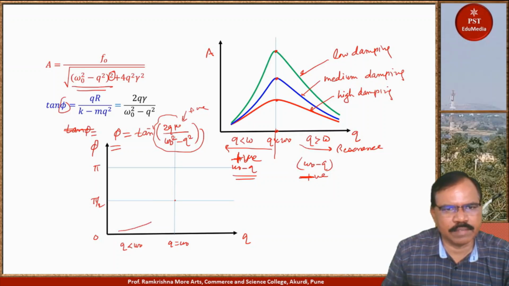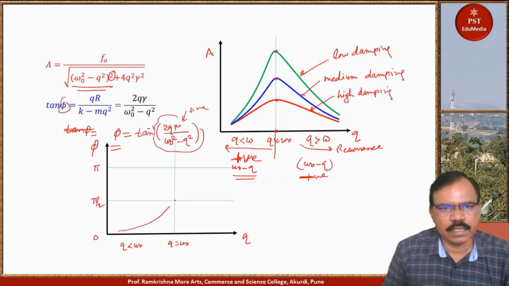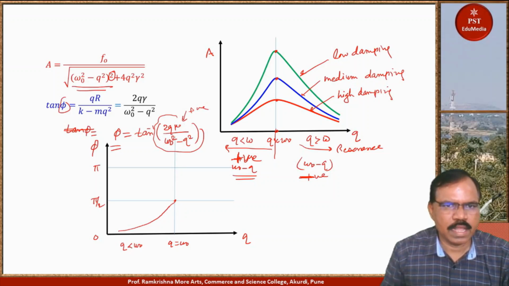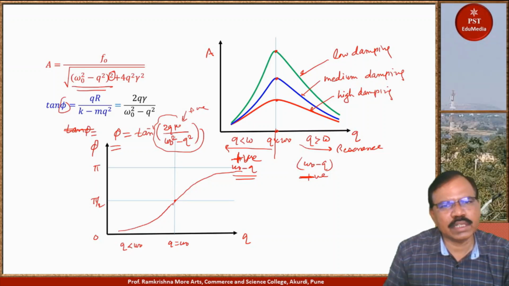Go on increasing frequency, phi will go on increasing. It will become pi by 2 when q is equal to omega 0. We know q equal to omega 0 means the term becomes infinity, and tan inverse infinity is pi by 2. And as we go here, the graph will be like this. It will go towards pi. So this is the graph. Now this also depends on this factor gamma, damping.